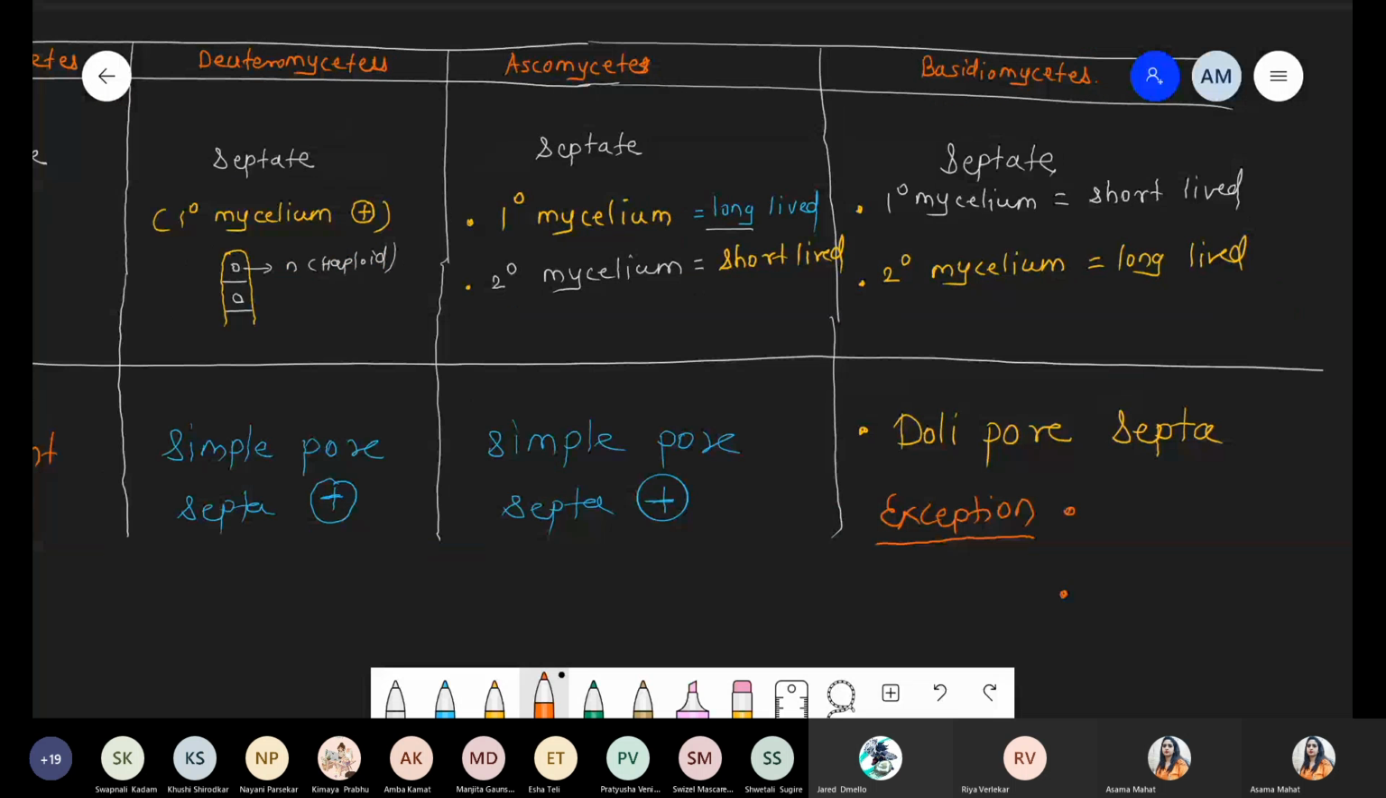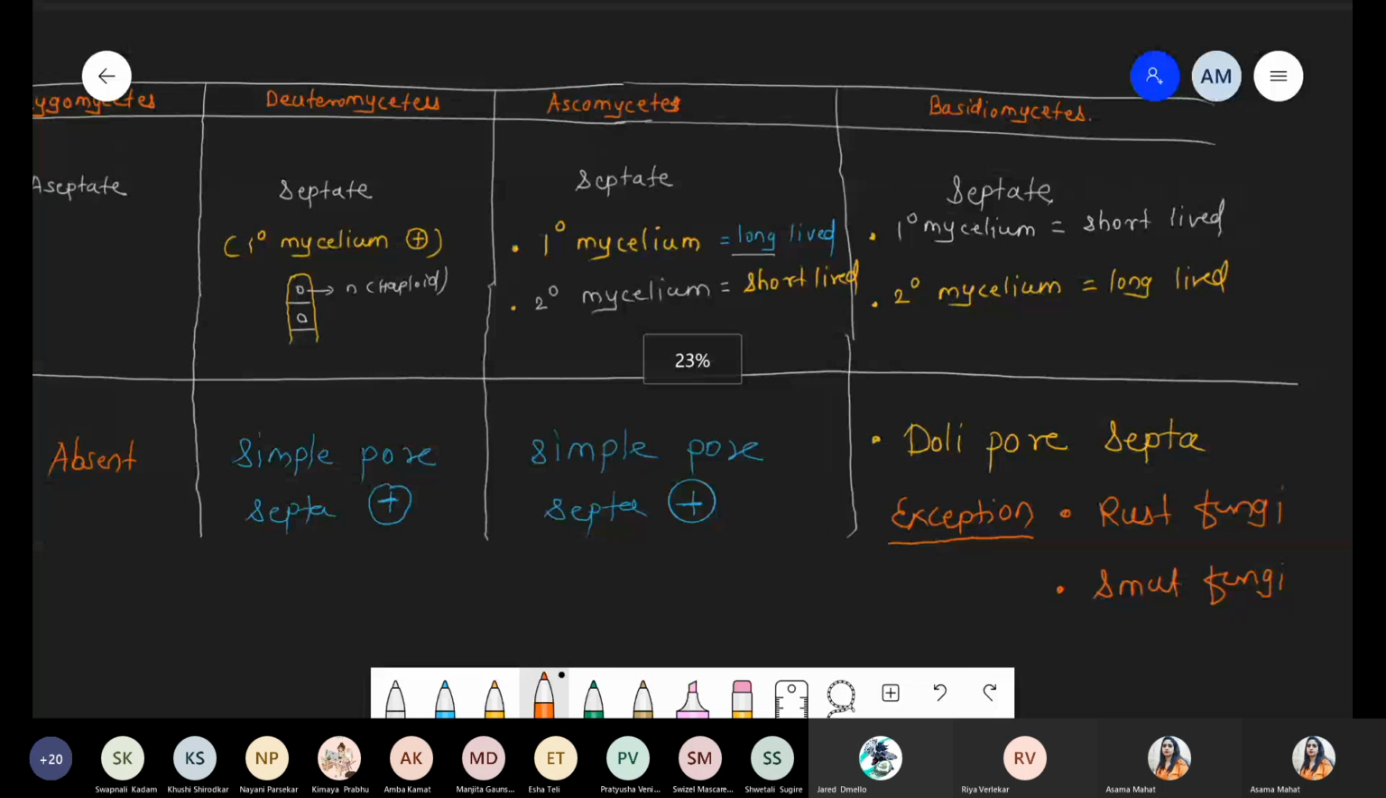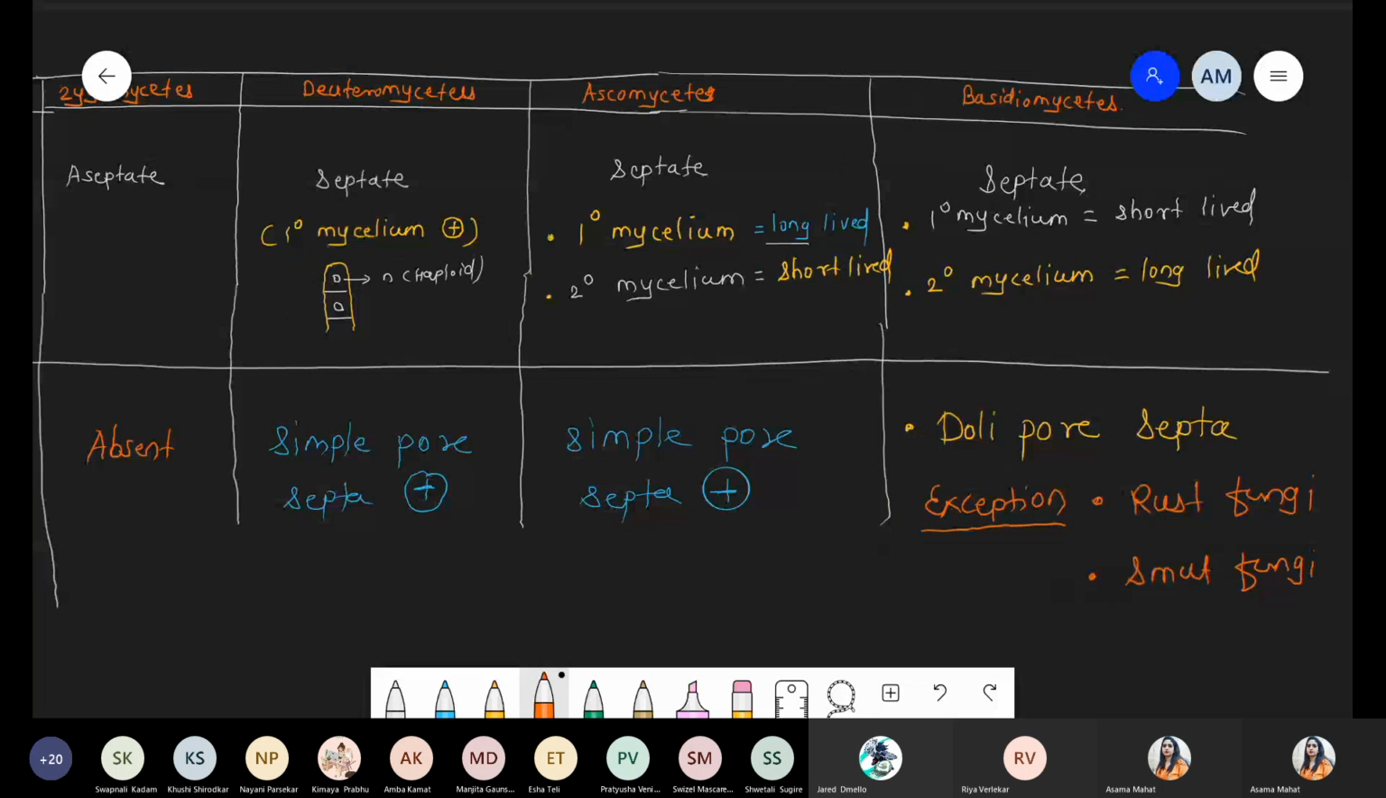Okay. So first of all, we are talking about the very common, I'm writing just the common name. Scientifically, you write down your own. Rust fungi, Puccinia, and the other one, smut fungi, which infects rice, bajra, barley also. That name of the fungi we discuss in 12th standard when we discuss food production. There we will discuss it. Okay. So is there any doubt with respect to septa? Absent, absent, simple, simple, dolipore. That's it. Done?